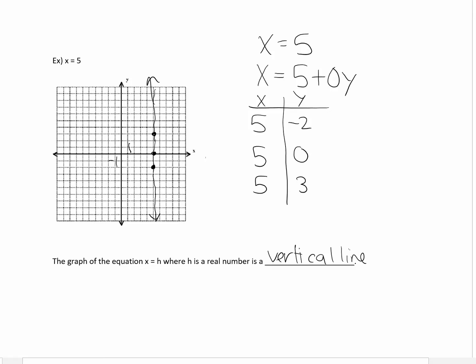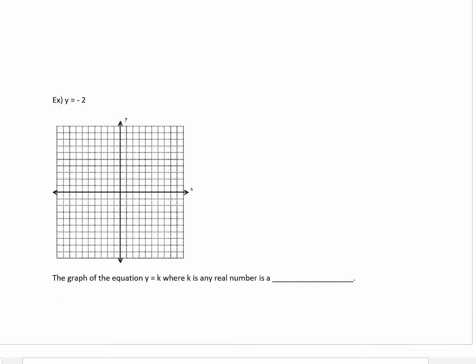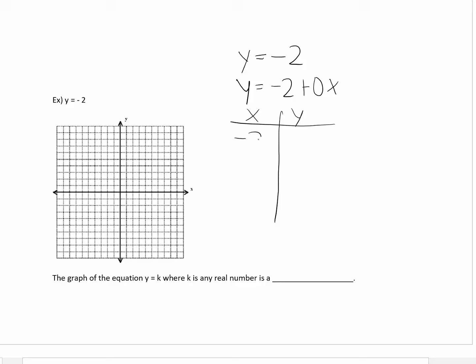Okay, let's take a look at the next example then. So here we have y equal to negative 2. Now again, there's no variable of x in this equation, so I'm going to rewrite this equation so that x is in this equation. Okay, so I'm going to create my table. Now again, this equation is solved for y, so I'm going to pick values for x. So again, I'll pick a negative, I'll pick 0, and I will pick something positive.